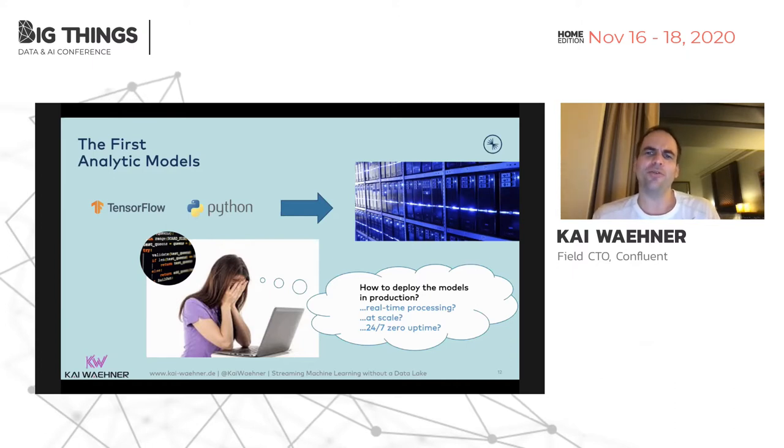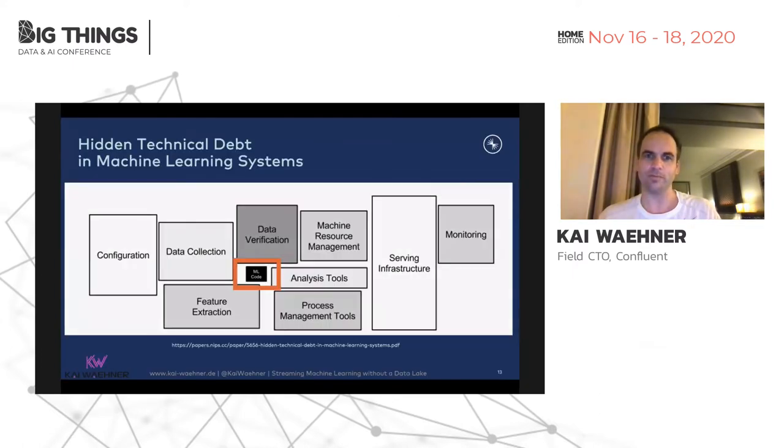So how do you do real-time scoring, milliseconds end-to-end? How do you do that at scale for 100,000 cars? And how do you do that 24/7 without downtime? And that's typically not what the data scientists' tooling does, like a Jupyter notebook, right? They are used for the development part, not for the deployment part. And that's in the end this impedance mismatch we need to solve. And we will solve today.